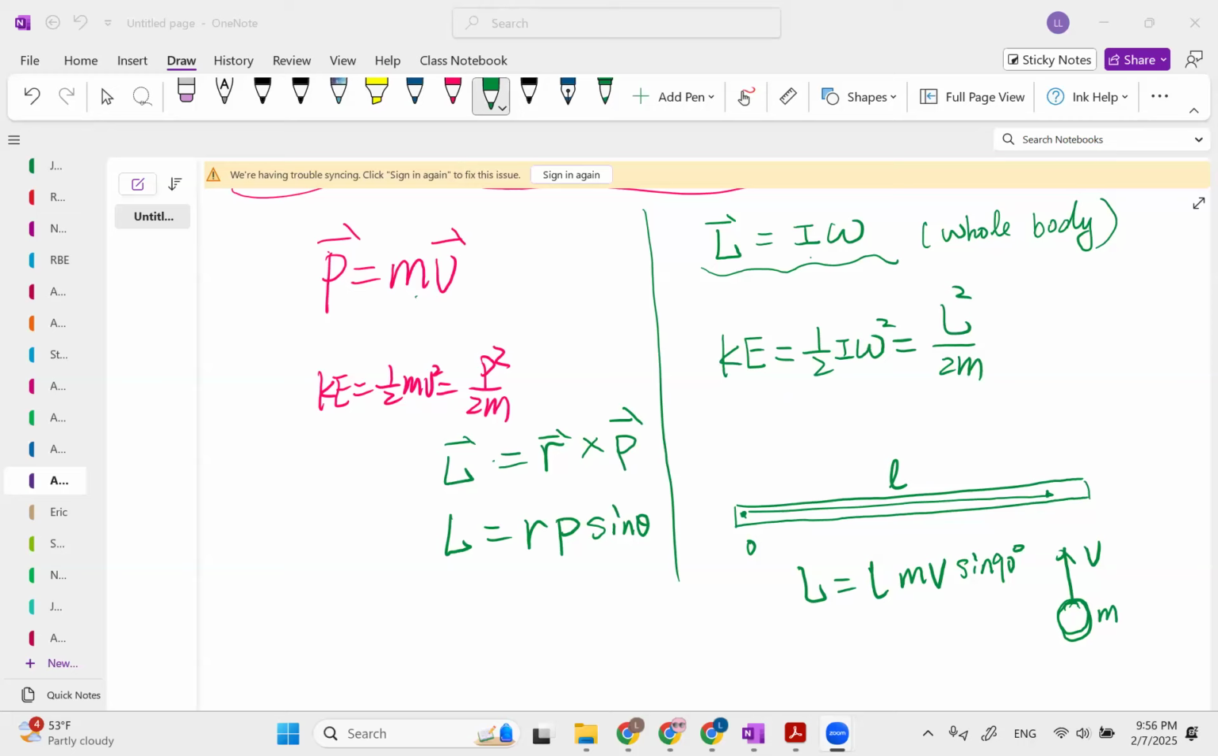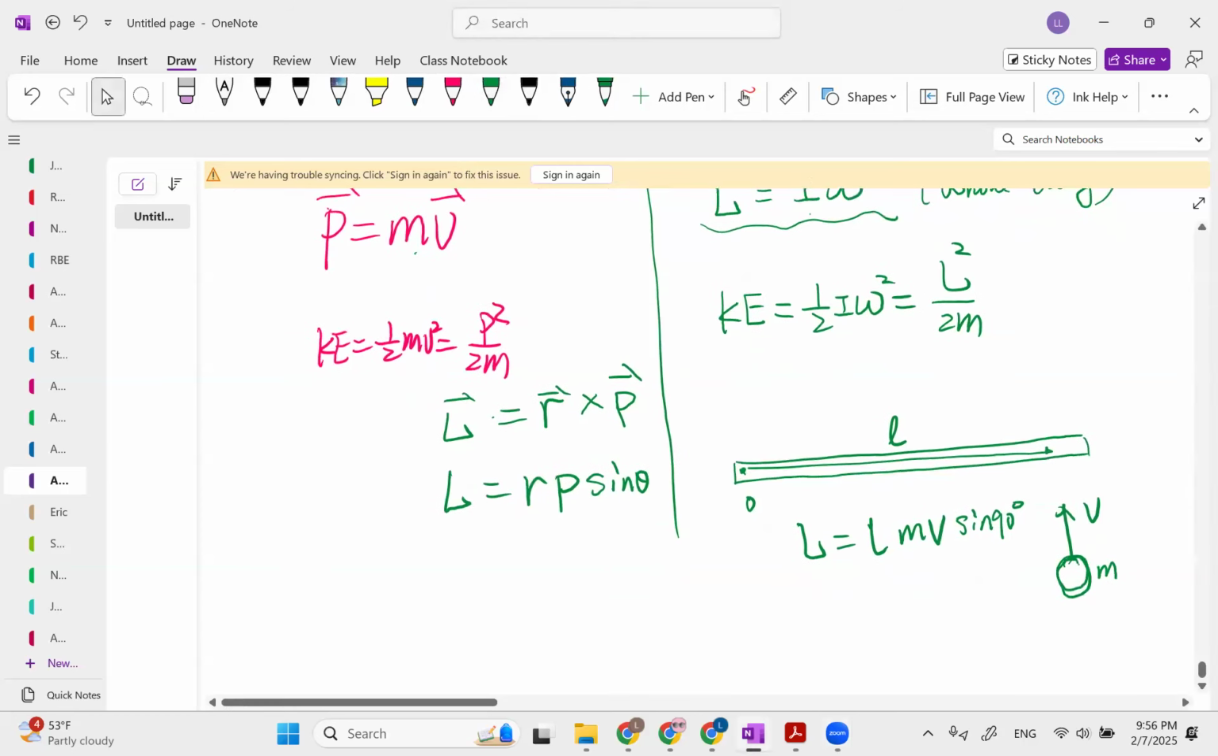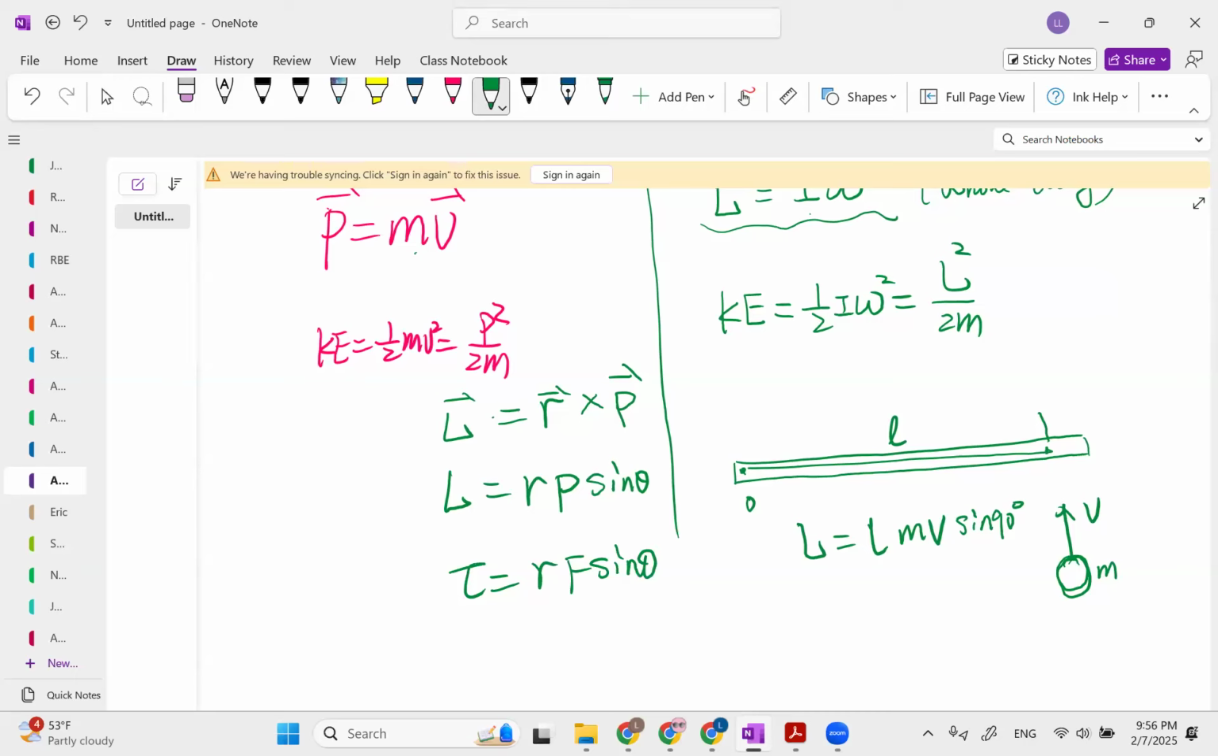You got it? So mv, right, is momentum. Angular momentum is similar to torque, right? Torque equals r F sine theta. And it's also a vector, right? The torque or the angular momentum, what's the direction? It would be either clockwise or counterclockwise. Got it?